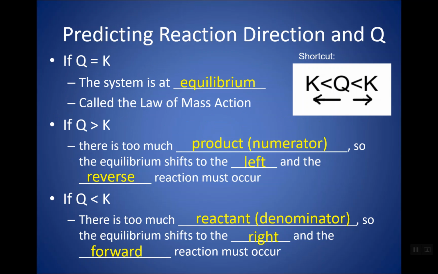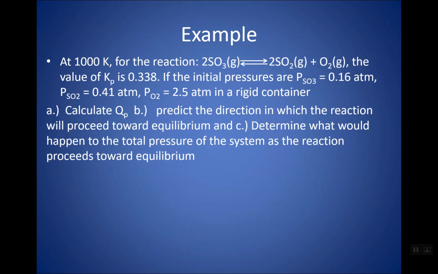Okay. There's a little shortcut if you want. Some people memorize this: if K is less than Q, it goes to the left. If Q is less than K, it goes to the right. But I just really like to think about it logically because it just makes sense. Again, the biggest thing about Q is people forget you can calculate it. So anytime you have initial data, don't forget that instead of doing an icebox, you can plug into Q if they're asking about which way your reaction shifts. Take a moment, try this example, and then we'll check our work.